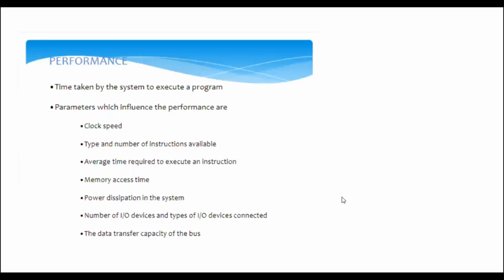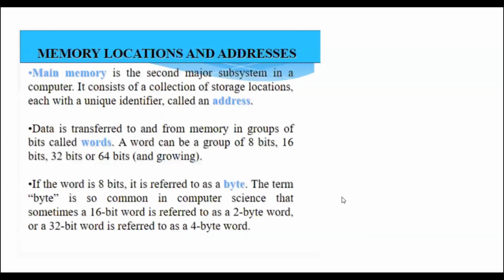So the performance: the time taken by the system to execute a program. The parameters which influence the performance are clock speed, the type and number of instructions available, the average time required to execute an instruction, the memory access time, power dissipation in the system, the number of input-output devices and types of I/O devices connected, and the data transfer capacity of the bus. And the memory locations and the addresses.